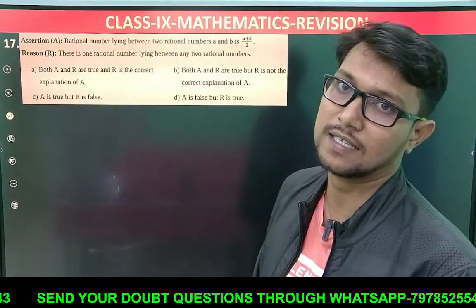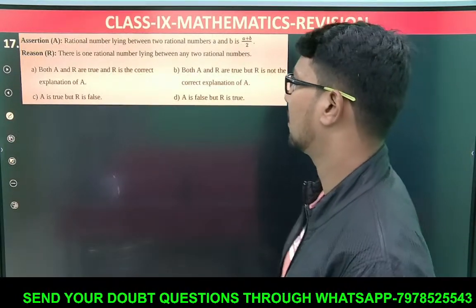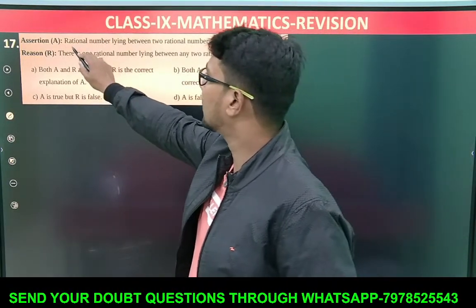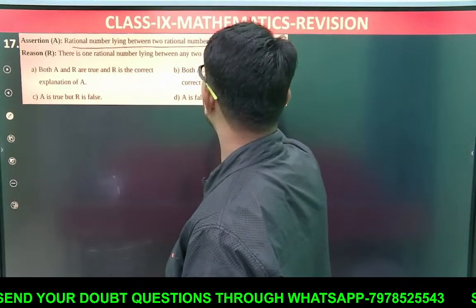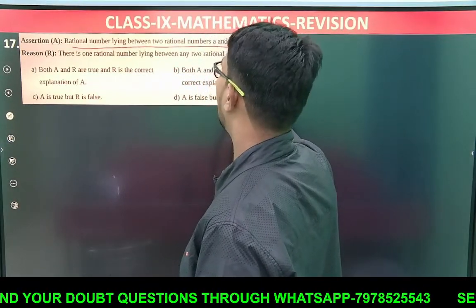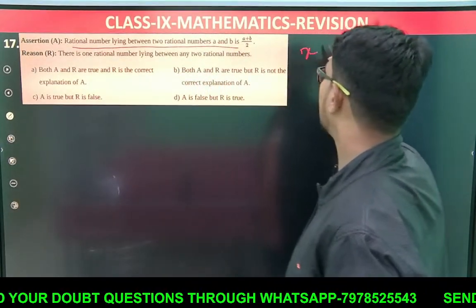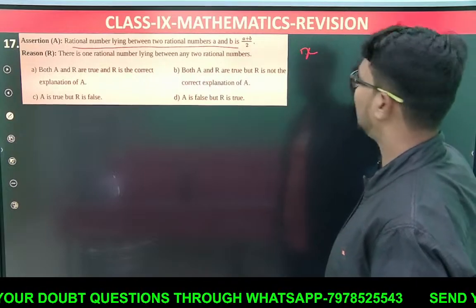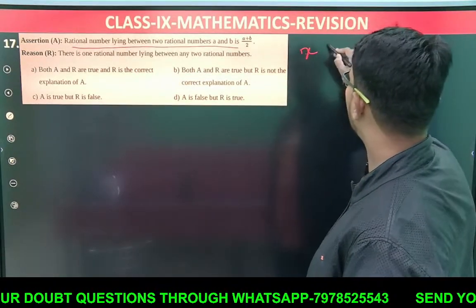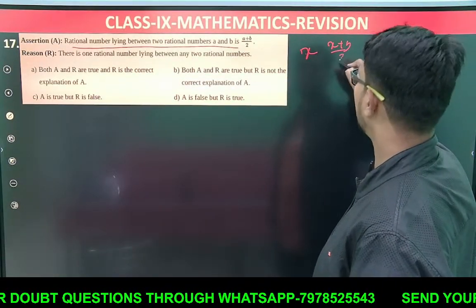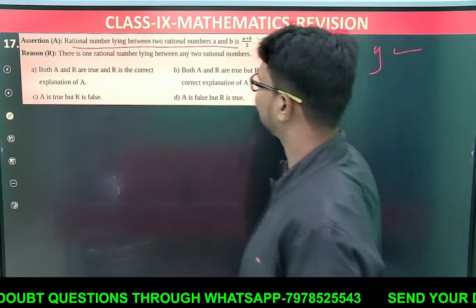Let us move to the next question, which is coming from assertion and reasoning. Assertion is: a rational number lying between two rational numbers. If x is a rational number and y is a rational number, the number in between can be written as x plus y by 2. It's correct.